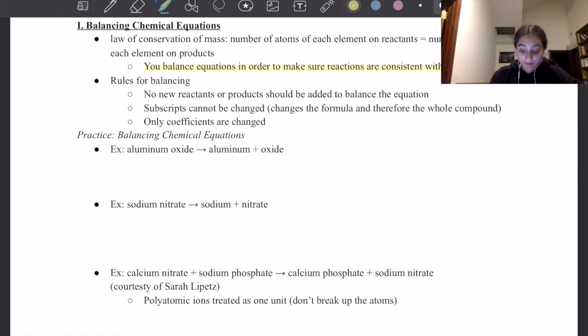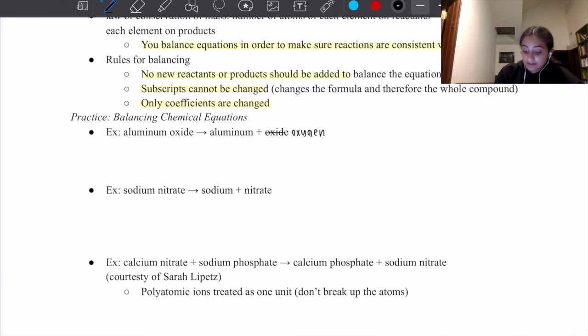And there are some rules for when you balance. So first, you can't add any new reactants or products. This messes up what occurs in the reaction. Also, you cannot change subscripts of a compound because that then changes what the compound is. So for instance, H2O is different than OH. I took away a hydrogen, so the chemical formula is changed. A new substance is created, that is a chemical change, and that does not work for balancing. And finally, you can only change the coefficients of a compound in order to balance the chemical equation.